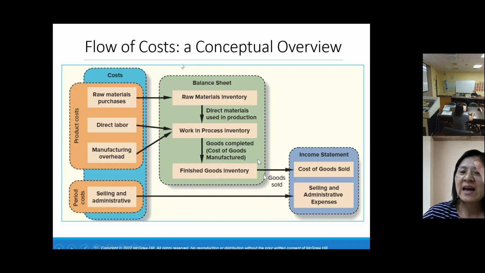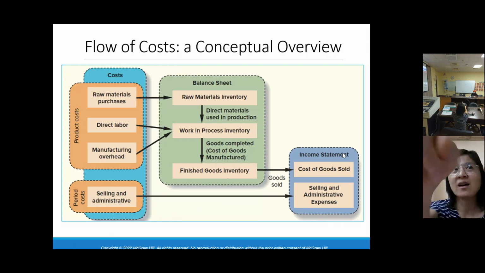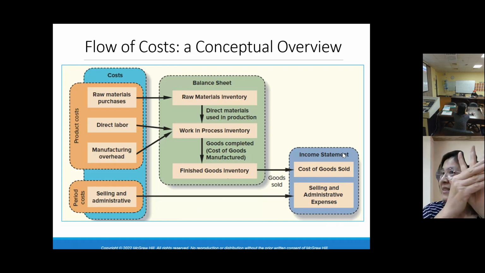When the finished goods are sold, we incur cost of goods sold, and it is an income statement account. We also incur period costs like selling and administrative expenses, and they are under the income statement. So you have to memorize which account belongs to which. Expenses and revenues are accounts of the income statement. Assets, like inventory, are included in balance sheet accounts.